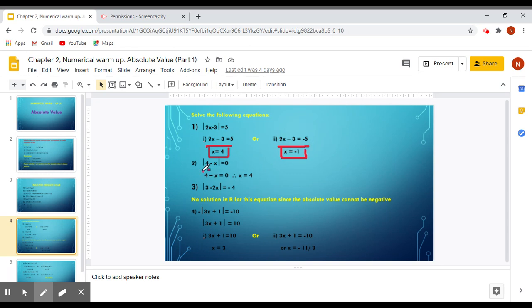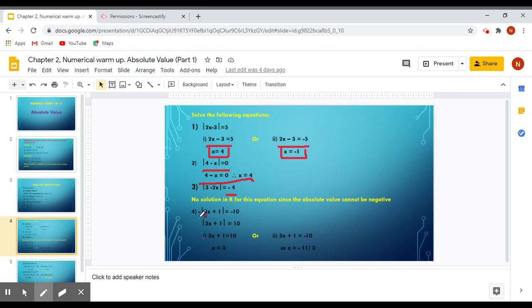If the absolute value of x equal to 0, I don't have plus or minus 0, so I have only one solution. In this case, x equal 4. If I have absolute value of 3 minus 2x equal minus 4, there is no solution for this equation since the absolute value of a number should always be positive. So if I'm solving this equation, there is no solution.